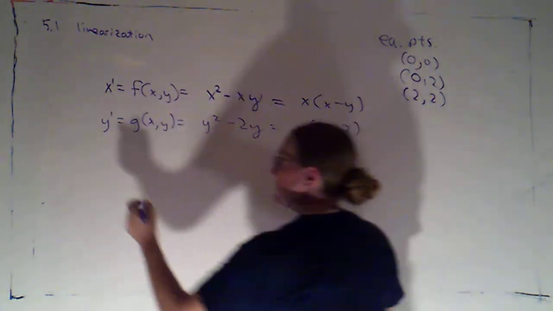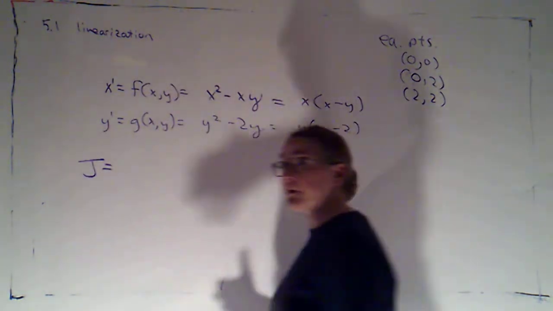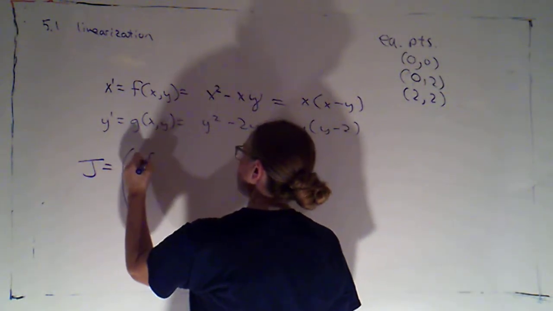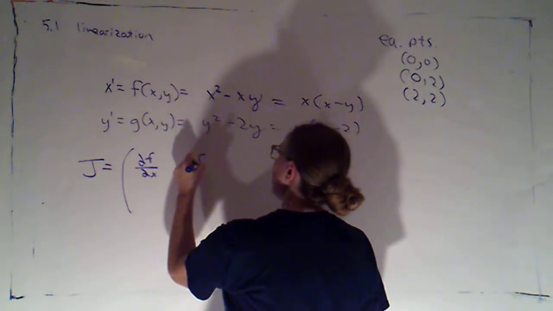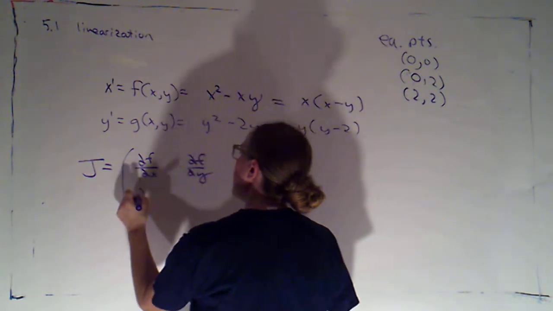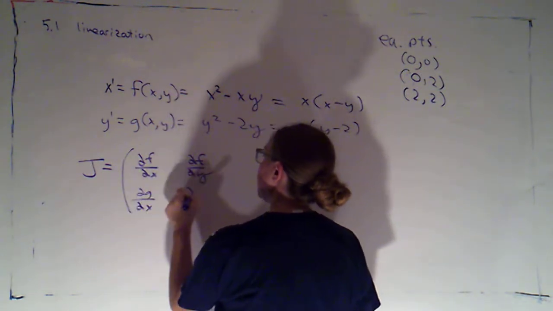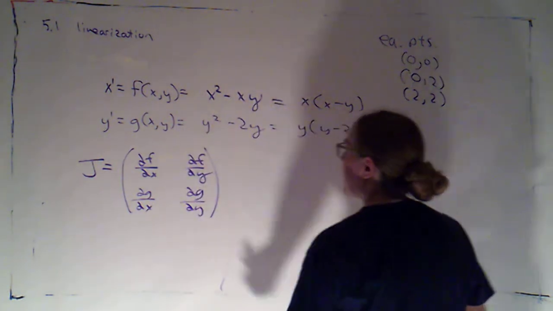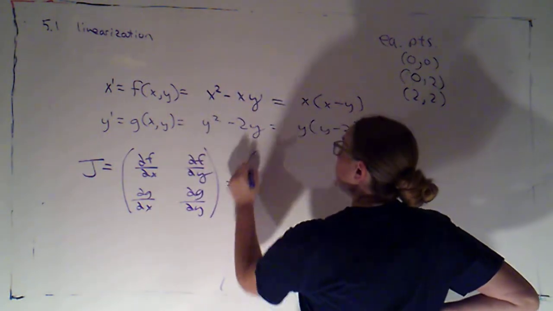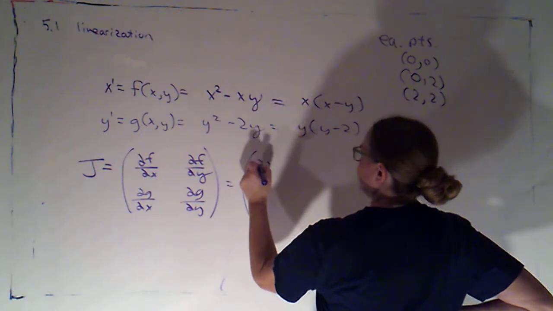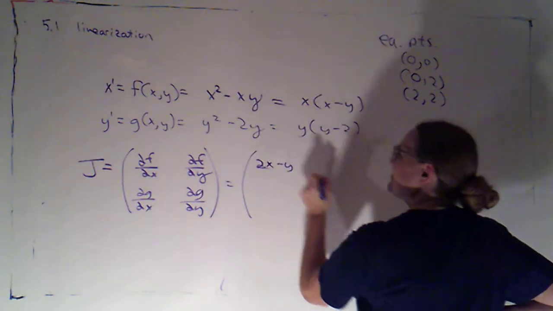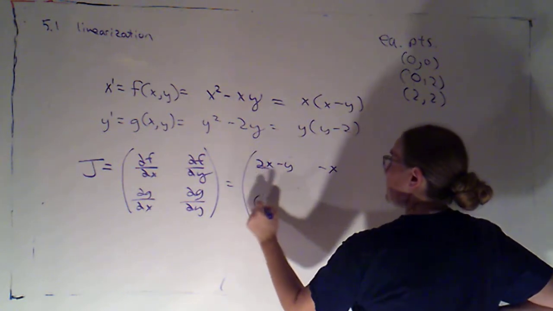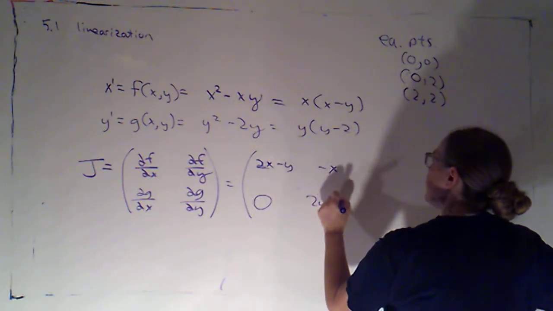It is going to be useful, I think, to write the generic version of our Jacobian matrix. The Jacobian matrix is the partial of f with respect to x, partial of f with respect to y, partial of g with respect to x, partial of g with respect to y. So that would be 2x minus y, negative x, 0, 2y minus 2.